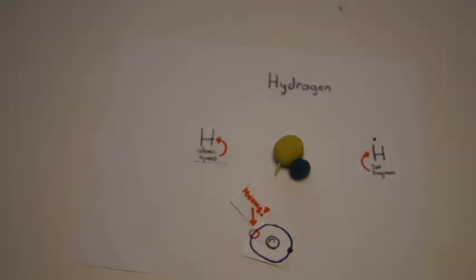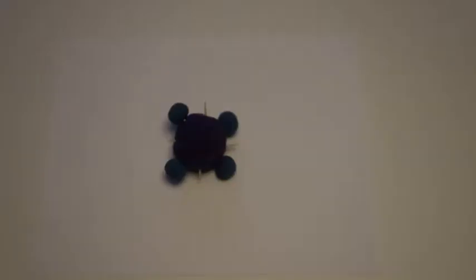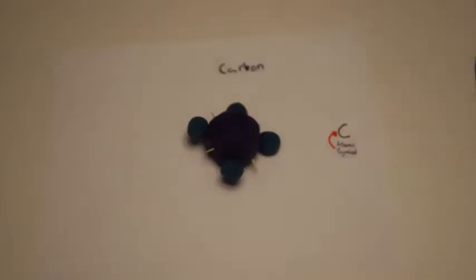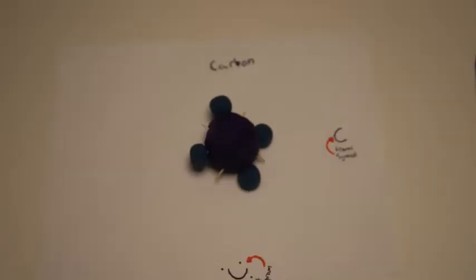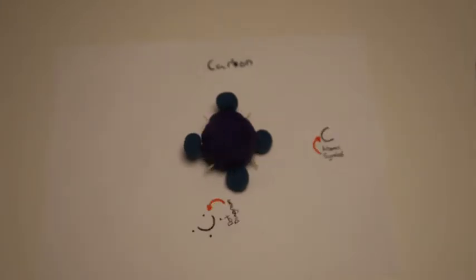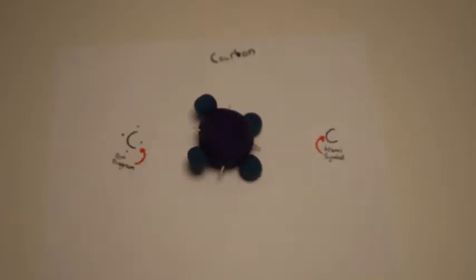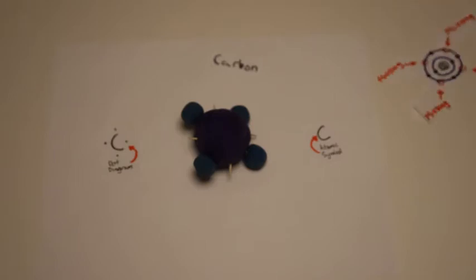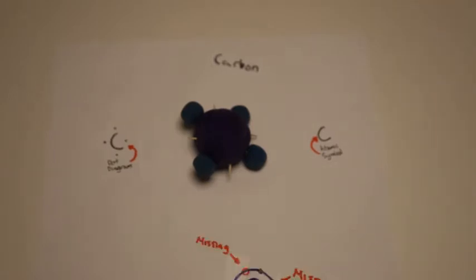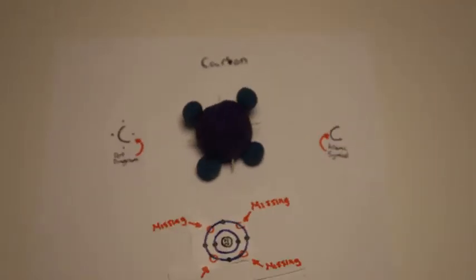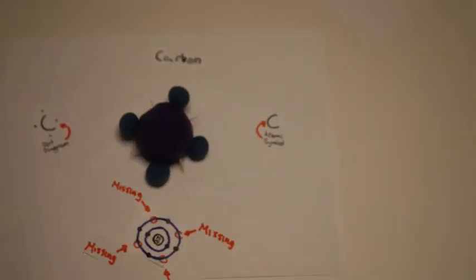Now I'll move on to carbon. This is carbon. Carbon's atomic symbol is just a C. Carbon's dot diagram is more interesting as it has a C, but it also has 4 dots for its 4 valence electrons. Carbon's Bohr model is also more interesting. This time you can see that it's missing 4 valence electrons. Now I'll bring hydrogen back to where we can see it.